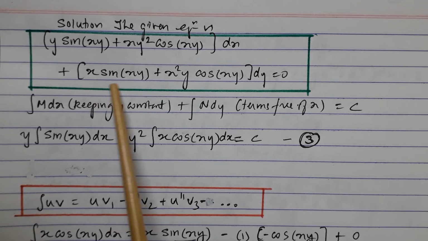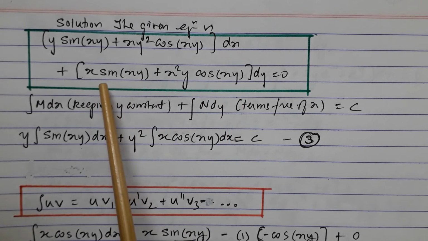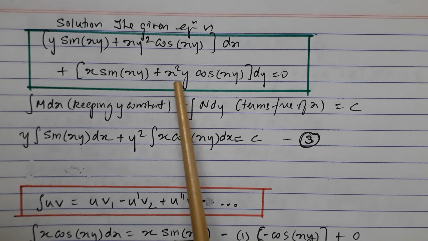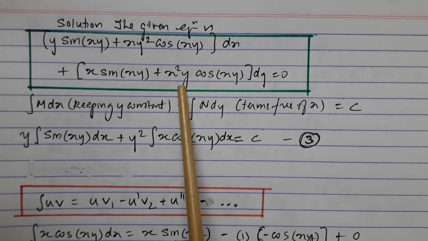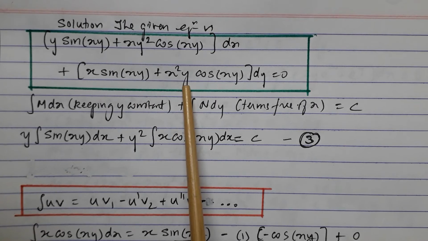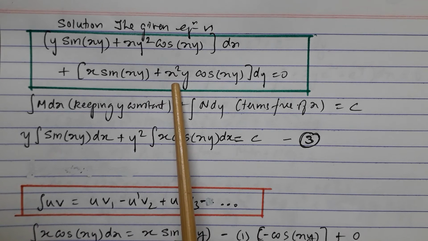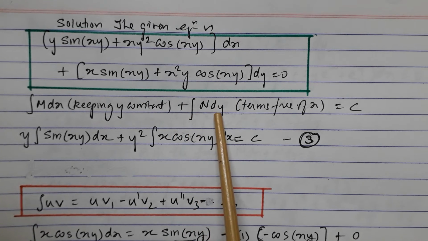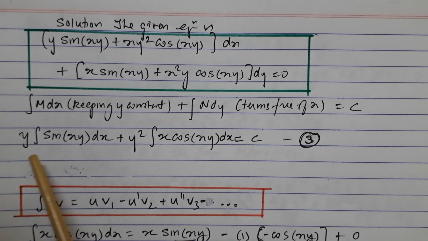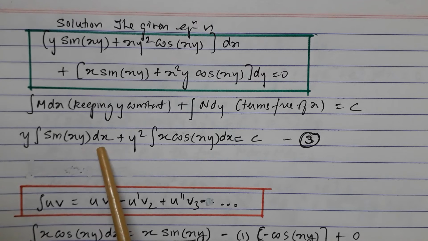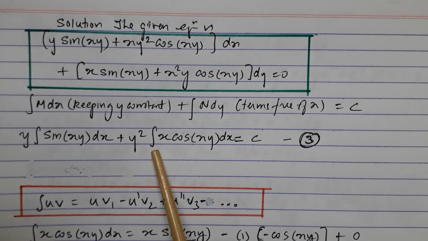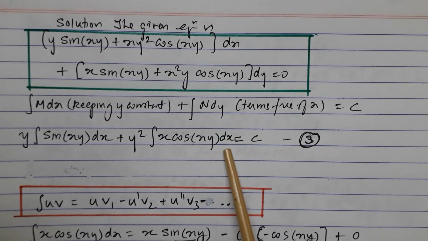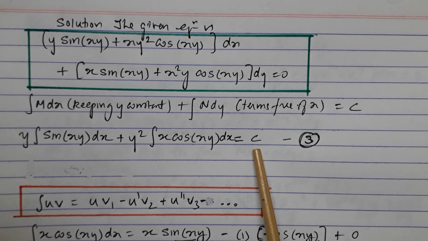Now if you look at n, the first term has an x, the second term has an x. So both the terms have x, so we neglect both the terms. So the integral of n dy is equal to 0. So this would be y integral sin xy dx plus y square integral x cos xy dx is equal to c.